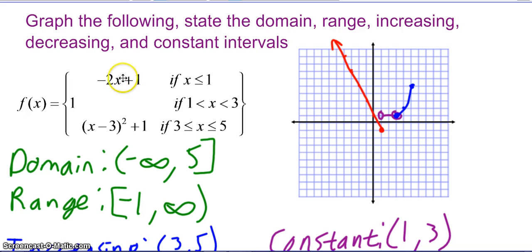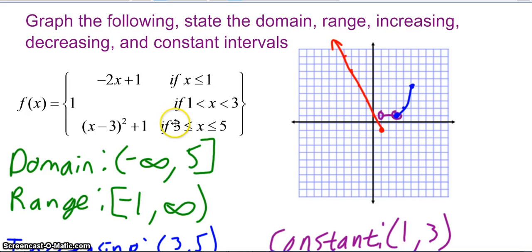And then this is a line. This is the equation of a line in slope-intercept form with a slope of negative 2. So I go up 2, left 1, up 2, left 1, and so on to negative infinity. Next we have the equation f of x equals 1, which is a horizontal line at y equals 1, between 1 and 3, not including 1 or 3. So at 1, 1, I have an open circle. At 3, 1, I have an open circle and a horizontal line in between.